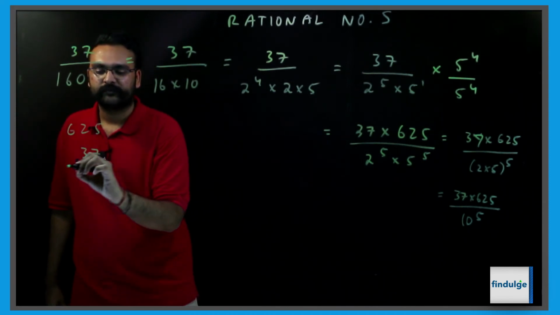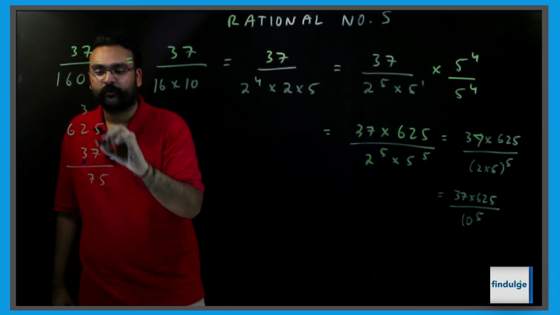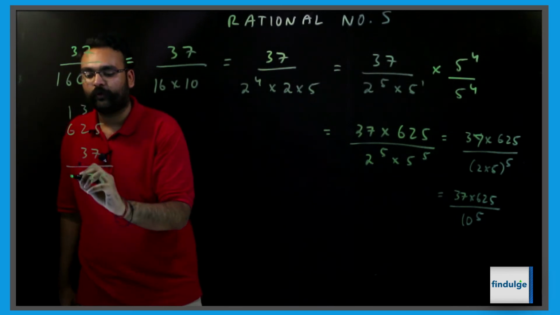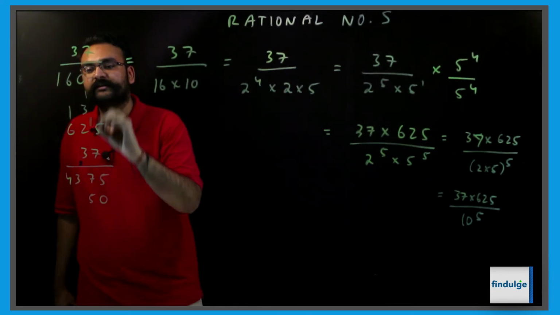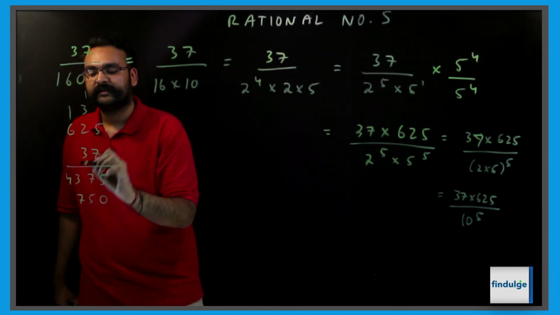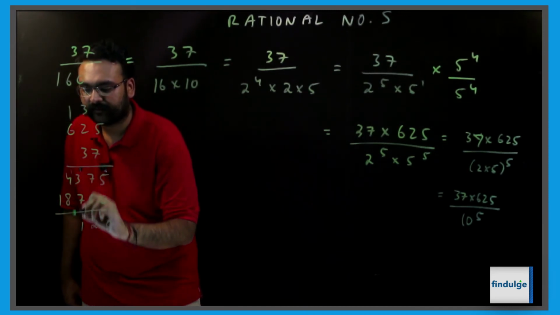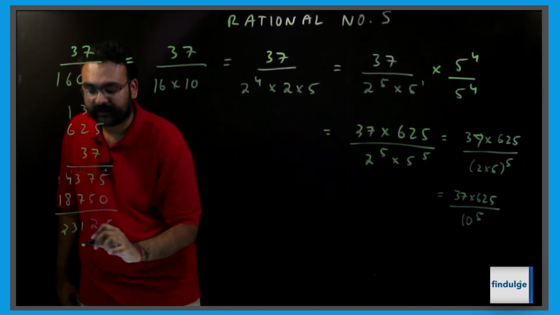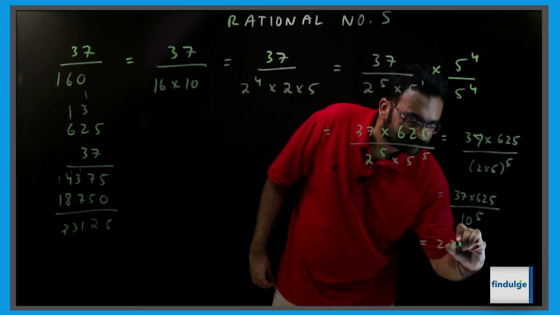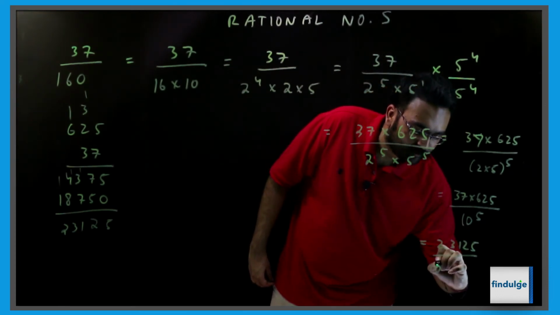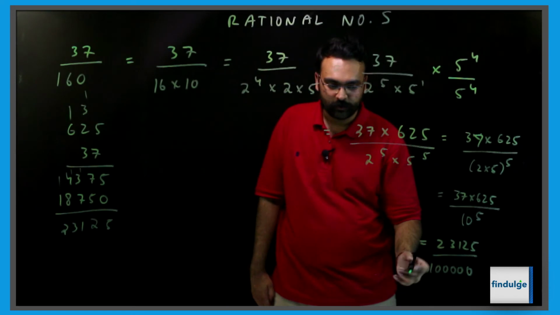37, standard multiplication, 35, 14 plus 3, 17, 42, 43, 0 here, 15, 6 plus 1, 7, 6 into 3, 18, 5, 12, 11, 13, 23. So 2, 3, 1, 2, 5 divided by 1 followed by 5 zeros, which gives you your final answer.